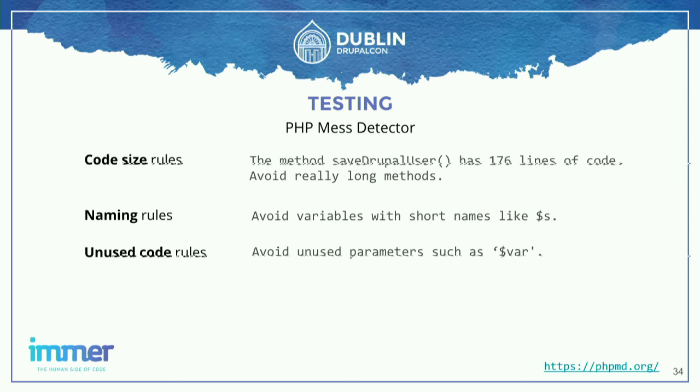So in this case, I had a variable called $s, which is not very descriptive for naming your variable. So you can also have a threshold here that your variable should be 3 characters minimum, for example. And another example is unused code rules. So here I've declared a variable that I've never used, and it starts complaining about that as well.